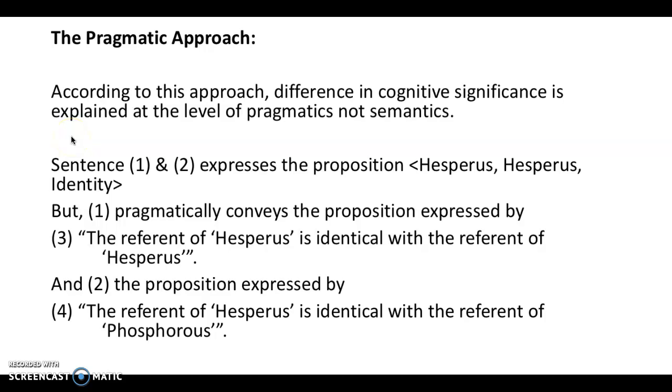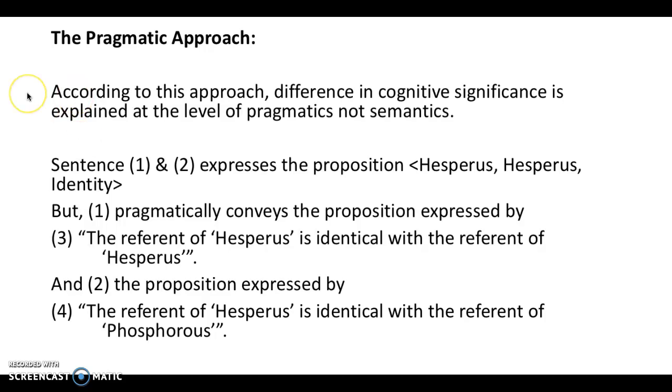So there are two different approaches that have been proposed on how to properly execute this. Nathan Salmon advocates what is known as the pragmatic approach. Under the pragmatic approach, what accounts for cognitive differences is going to be explained at the level of the pragmatics of the sentences in question. Pragmatics has to do with the study of how language is used within various different contexts.